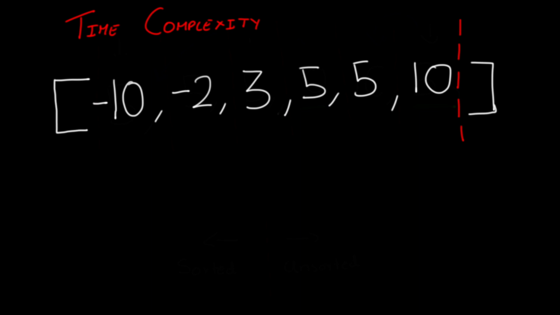Finally, we are now done sorting the array. We know we are done since there are no more elements to the right of our line. All the elements are on the left, which is also the sorted side.